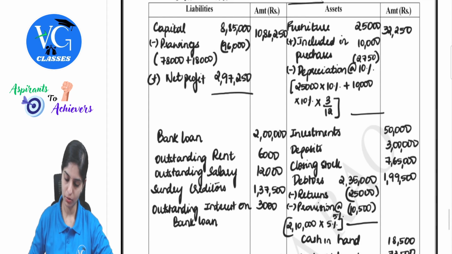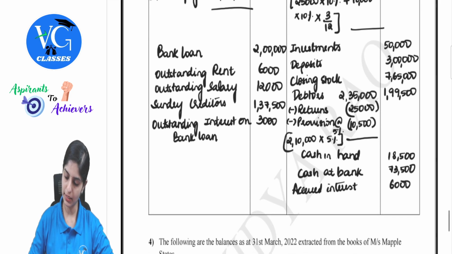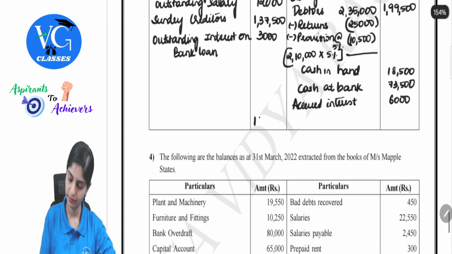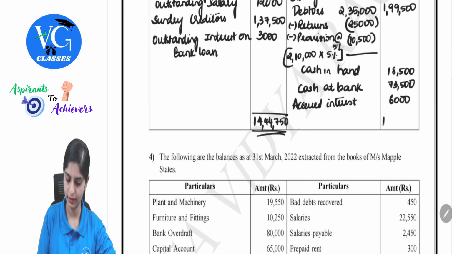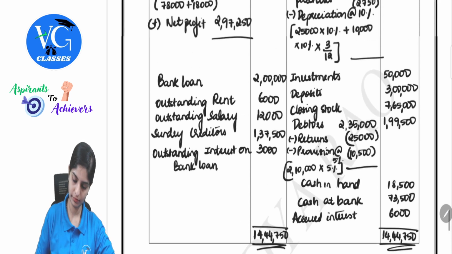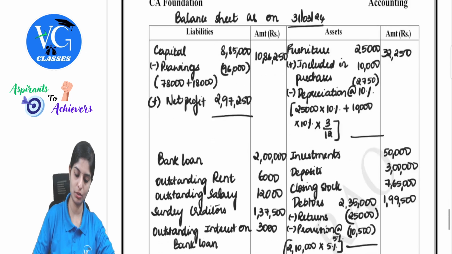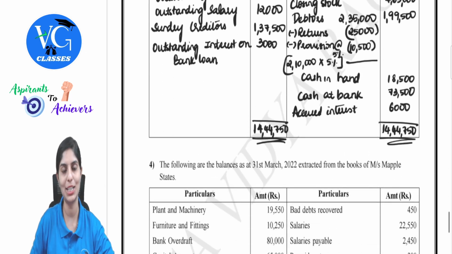32,250 plus 50,000 plus 3 lakh plus 7 lakh 65,000, 199,500 plus 18,500 plus 73,500 and 6,000. So this will be 14 lakh 44,750 on both sides. Just cross checking. Yes. So this is the total of the balance sheet.